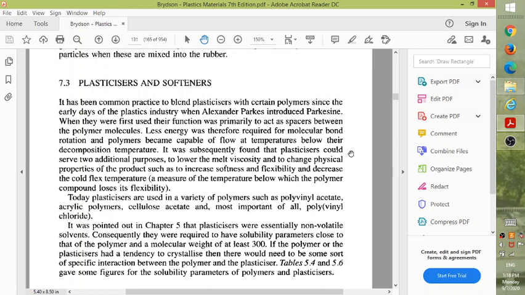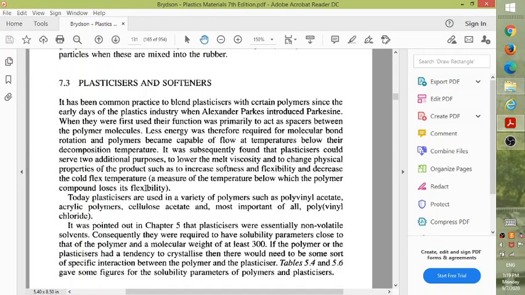Less energy was therefore required for molecular bond rotation, and polymers became capable of flow at temperatures below their decomposition temperature. Means even if you heat the polymer before reaching its decomposition temperature, it will start flowing because of the addition of plasticizers. It was subsequently found that plasticizers could serve two additional purposes: to lower the melt viscosity and to change physical properties of the product, such as to increase softness and flexibility and decrease the cold flex temperature.